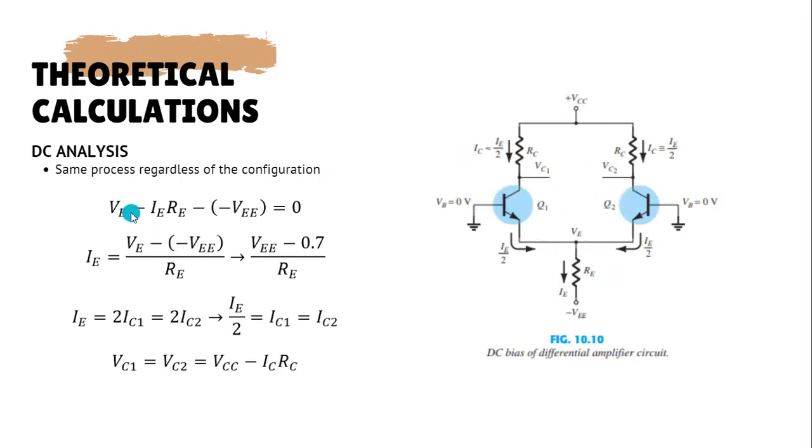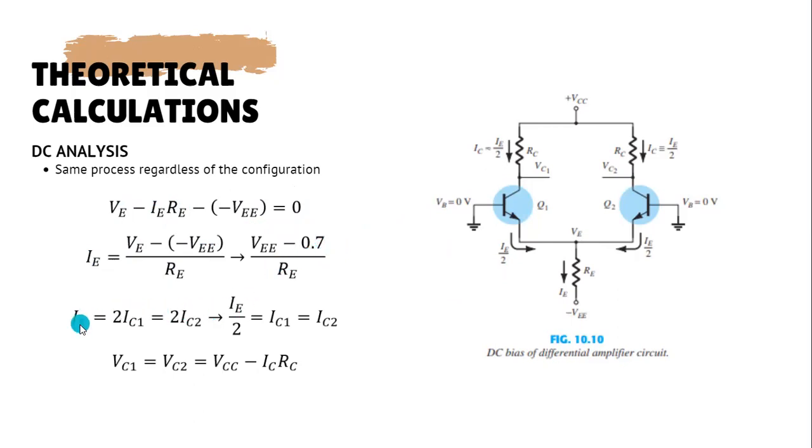For the KVL equation of DC analysis, you have VEE minus IE RE minus VE, equal to zero, since the lower VEE is negative because of the zero. And then you simplify the IE equation to be VEE minus 0.7. 0.7 is VE, but it's always set to be 0.7, so it's better to just substitute it with 0.7. IE is equal to VEE minus 0.7 over RE.